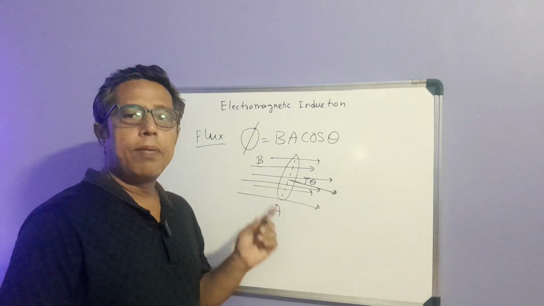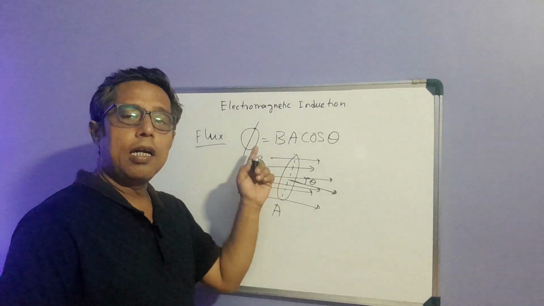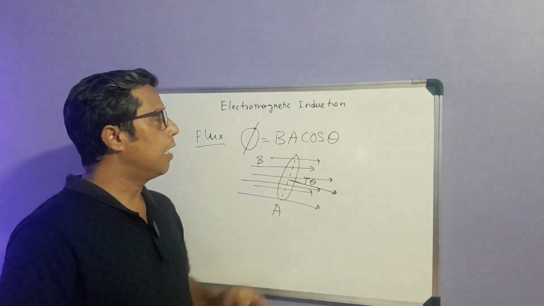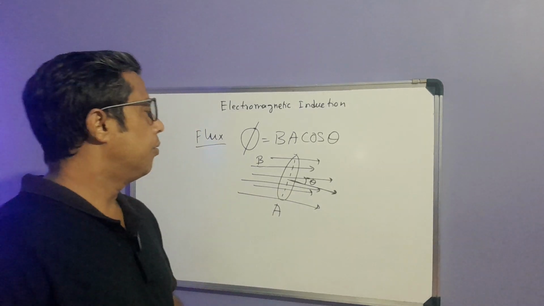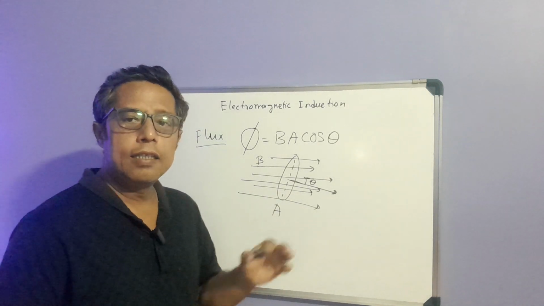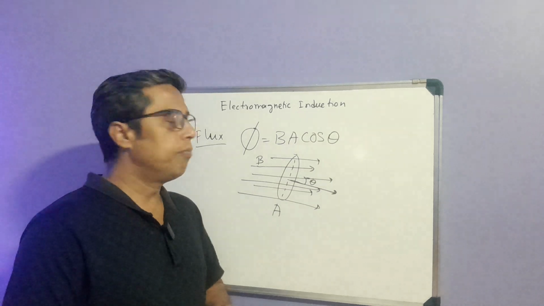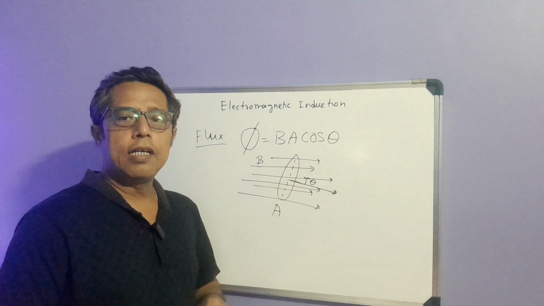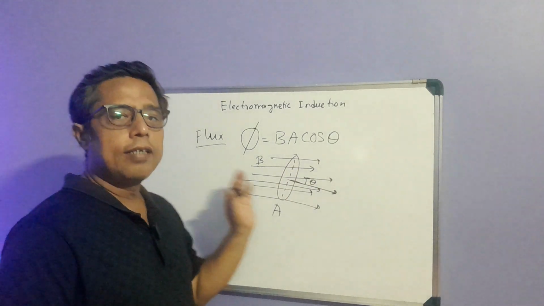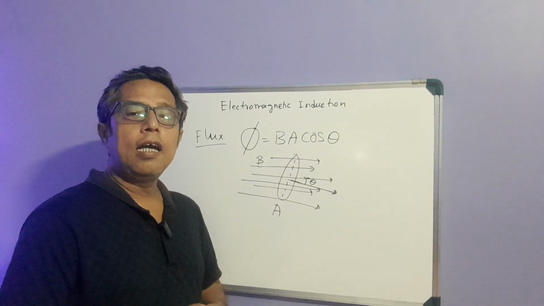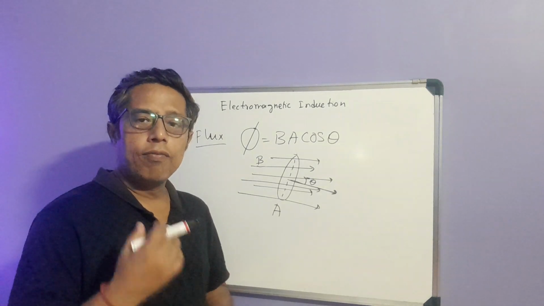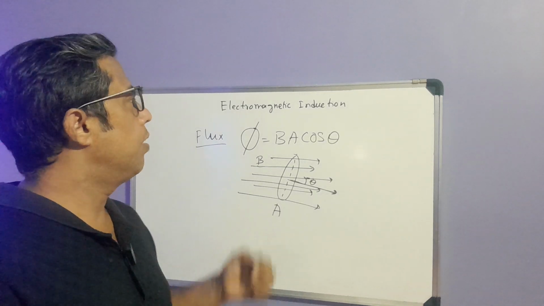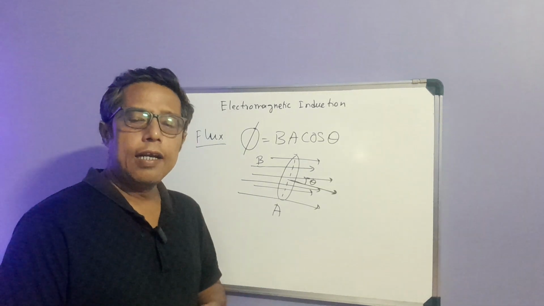So flux depends on three parameters: the magnetic field, the area of a surface, and the angle between them. Whenever this flux gets changed, and it may change due to B, A, or theta, we get an induced EMF, and for the induced EMF we get an induced current. So this is a very brief introduction to electromagnetic induction.